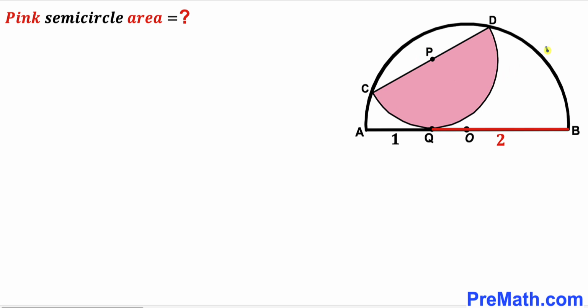This pink shaded semicircle with the center P is fully inscribed in another semicircle with the center O, as you can see in the given diagram, such that the point Q is their point of tangency. Moreover, segment AQ is 1 unit, whereas segment BQ is 2 units. Our task is to calculate the area of this pink shaded semicircle.